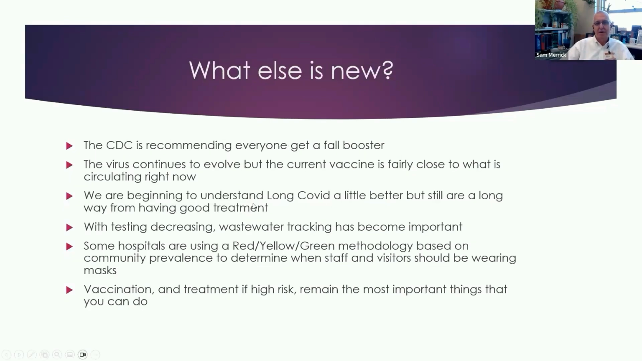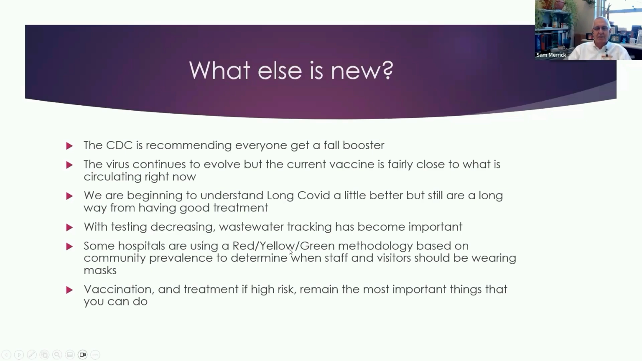What else is new? There is a new booster this year. Again, it was designed for a variant that was circulating 6 to 9 months ago. It still seems to have pretty good coverage. The virus has changed. It's still in the Omicron family, but they're really recommending that everyone get a fall booster. We're understanding a little bit more about long COVID, but still not any successful treatments. I mentioned wastewater tracking has become very important, testing decreasing.